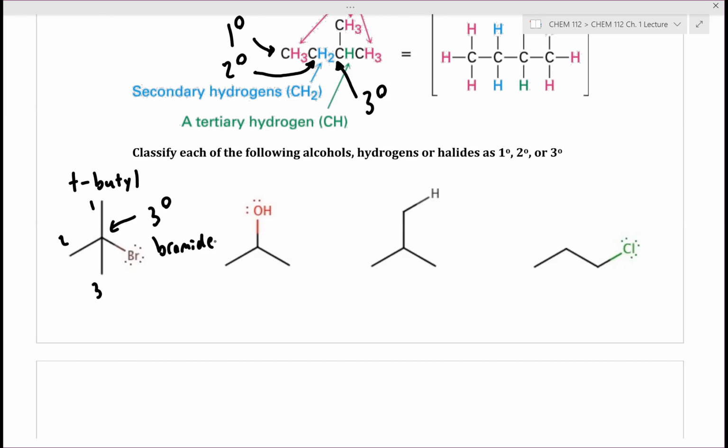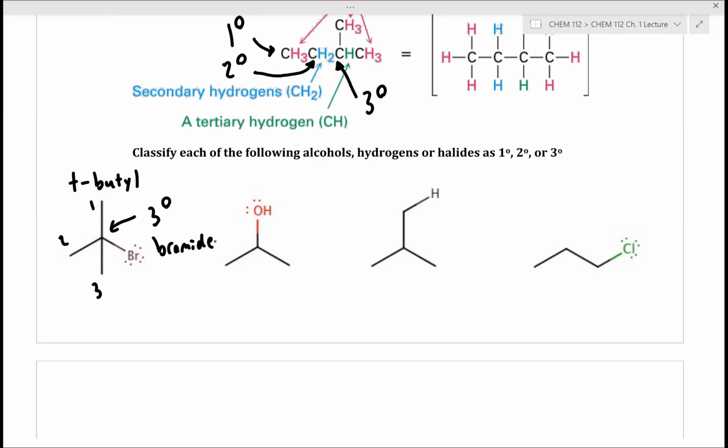Secondary. In this case, I classify this as a tertiary halide, and the next one is primary, secondary, tertiary. Exactly. This is hydrogen, primary, secondary, tertiary carbon. Exactly.